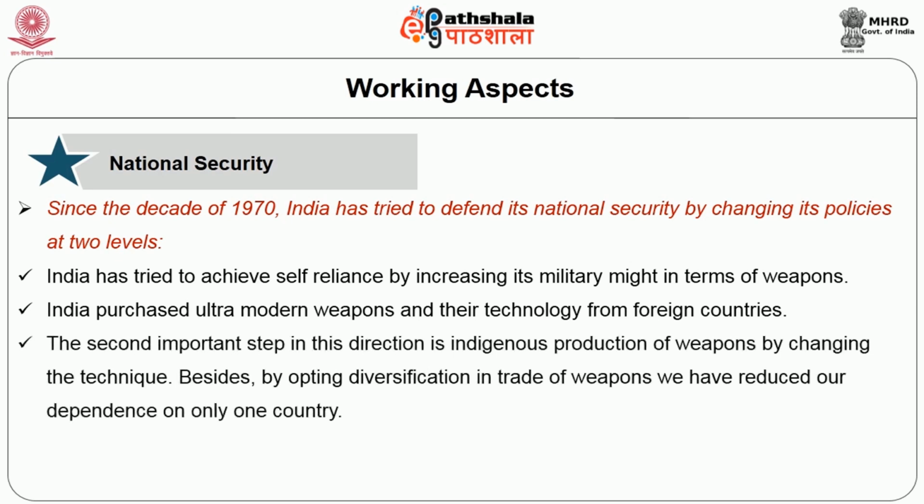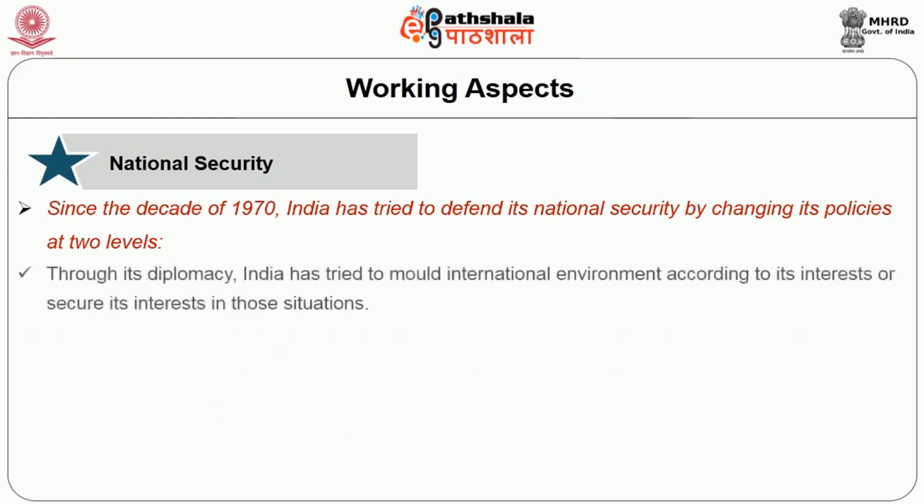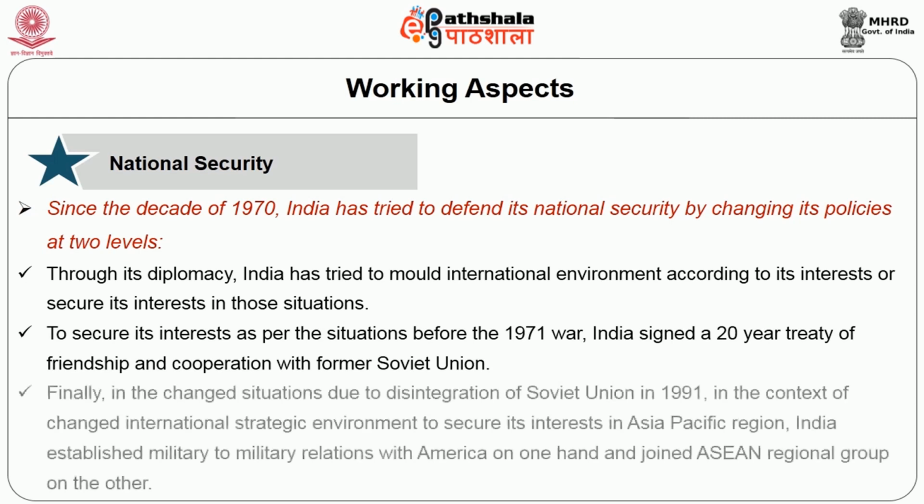The second important step in this direction is indigenous production of weapons by changing the technique. Besides, by opting for diversification in trade of weapons, we have reduced our dependence on only one country. Pokhran 1 in 1974, Integrated Guided Missile Development Program in 1983 and Pokhran 2 in 1988 were the clear examples of this. Through its diplomacy, India has tried to mold the international environment according to its interests or secure its interests in those situations. To secure its interests as per the situations before the 1971 war, India signed a 20-year treaty of friendship and cooperation with the former Soviet Union.